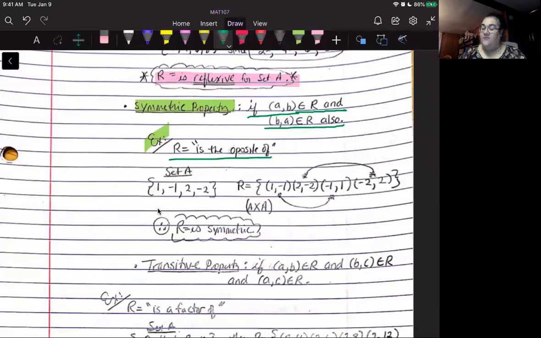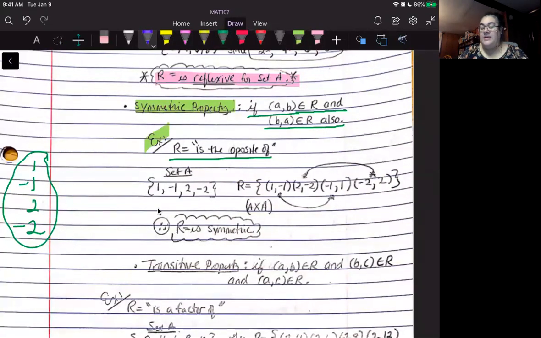So once again, if we take the cross product, because remember, the relation is a subset of that cross product, we have to take that Cartesian cross product first, and then out of that, we pick out the elements that belong in this relation. So if we do that, and we have set A, I think this time for visual sake, we're going to do it this way. We've got 1, -1, 2, -2. There's set A.